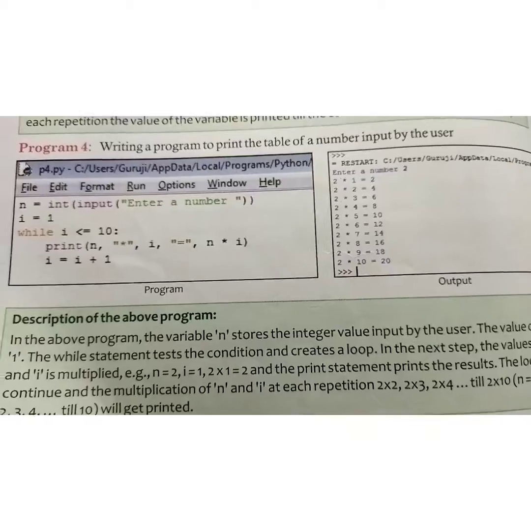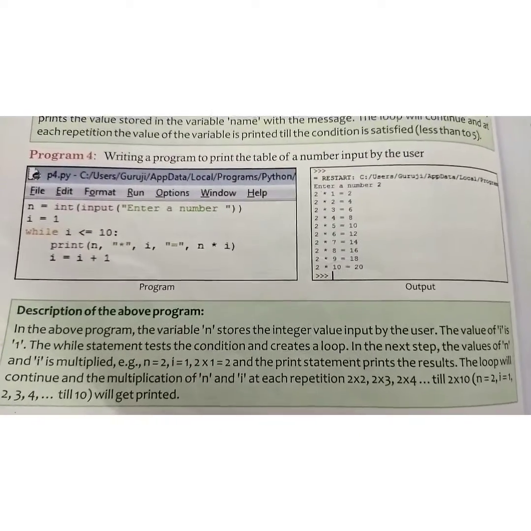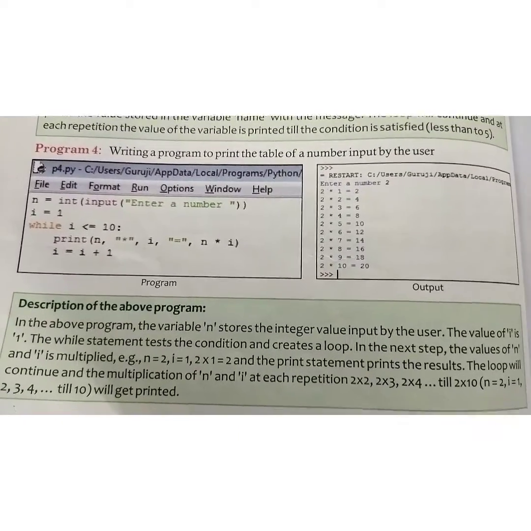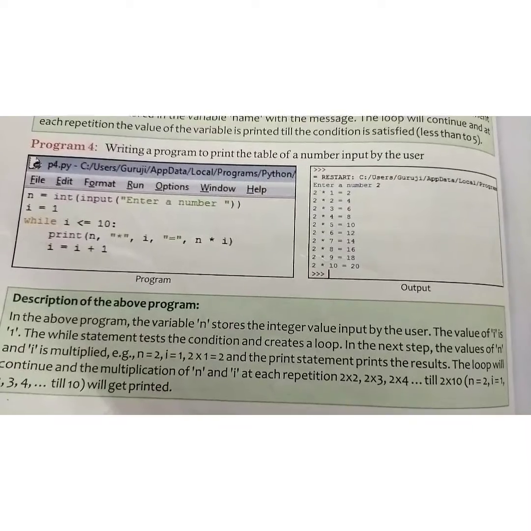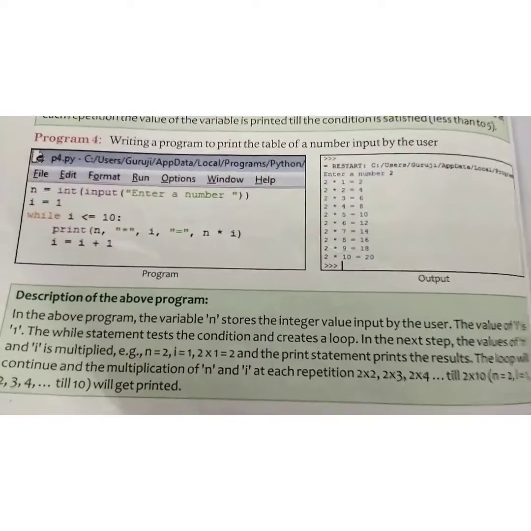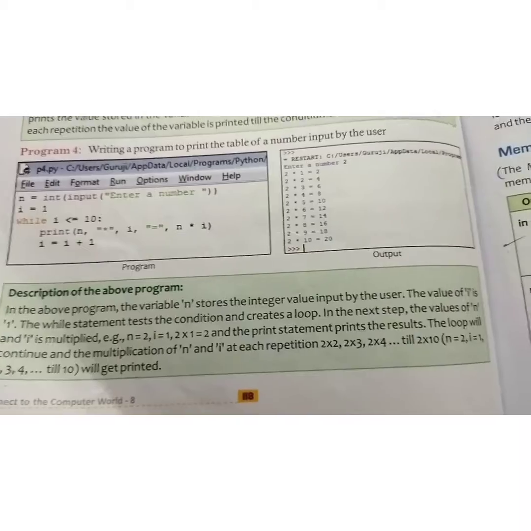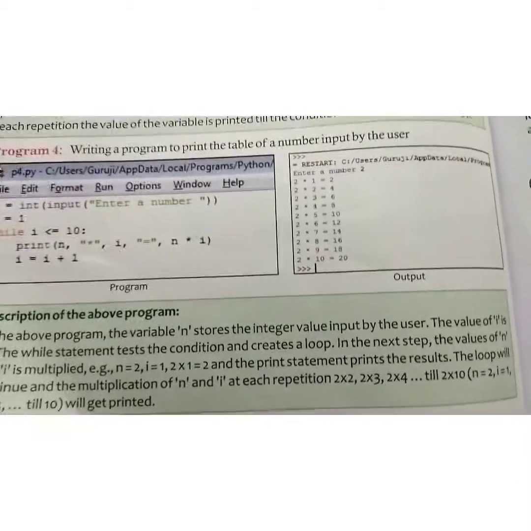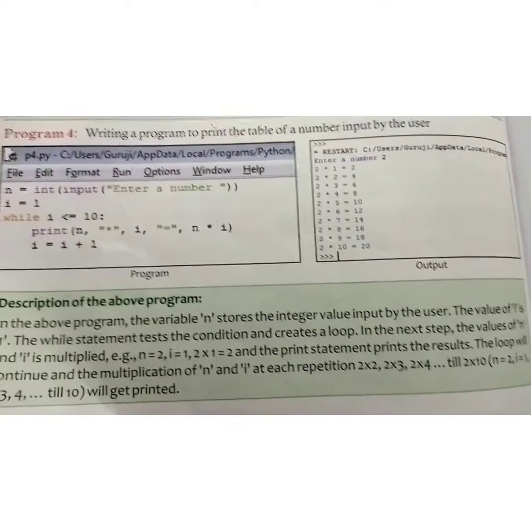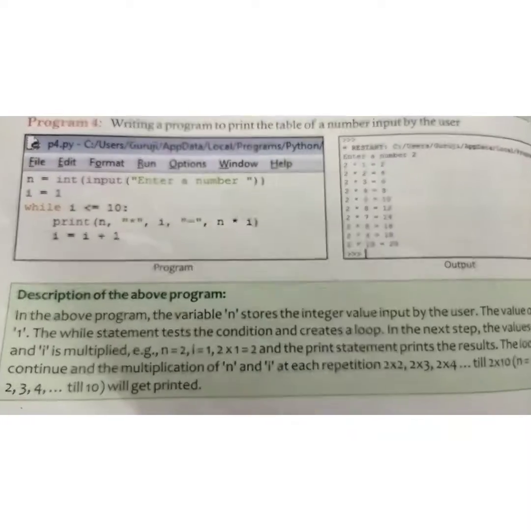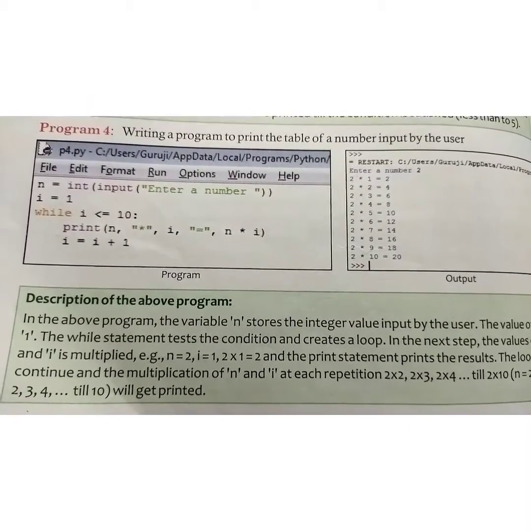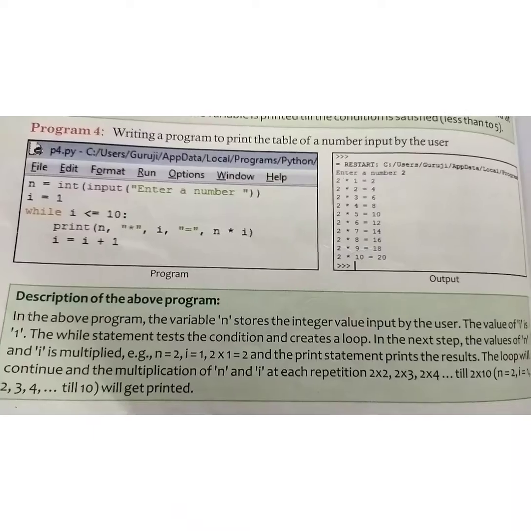Next, the description points of this program. In the above program, the variable n stores the integer value input by the user. The value of i is 1. The while statement tests the condition and creates a loop. In the next step, the values of n and i are multiplied, n = 2, i = 1, so 2 into 1, and the print statement prints the result.